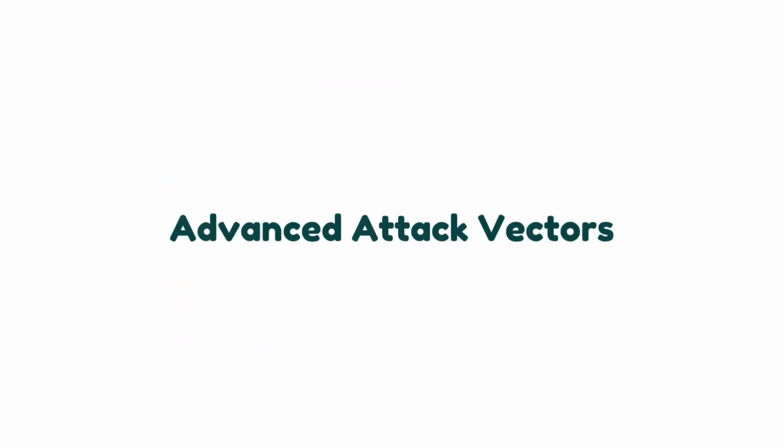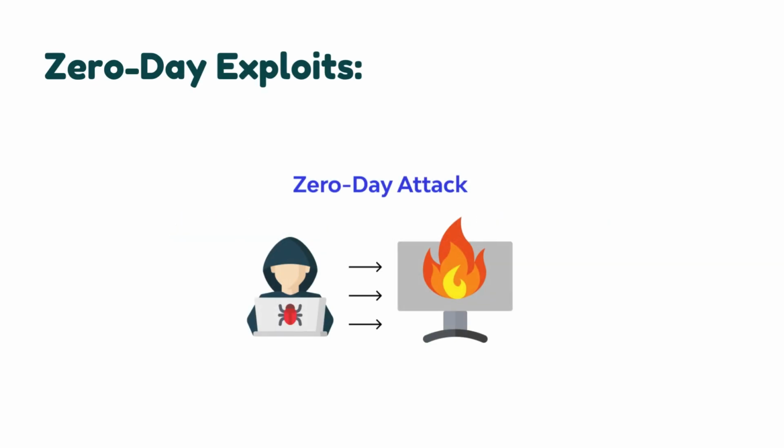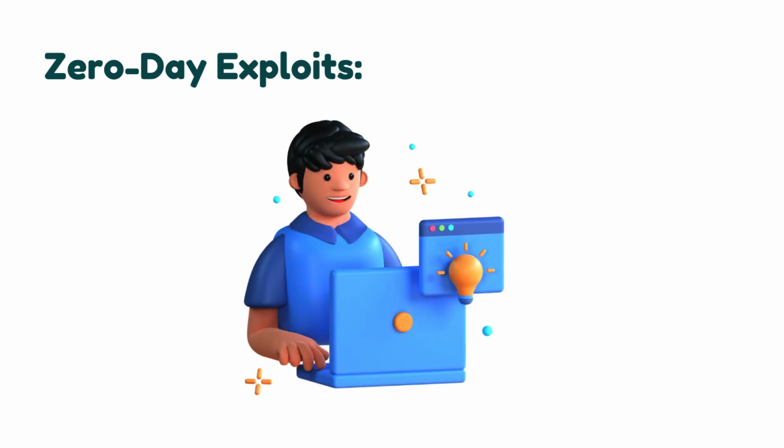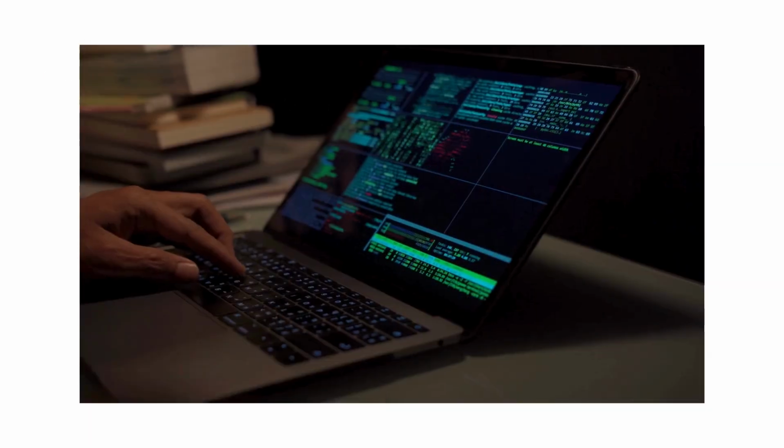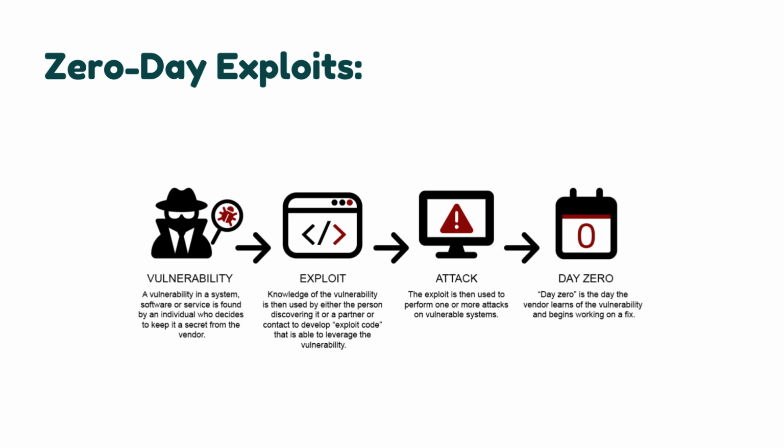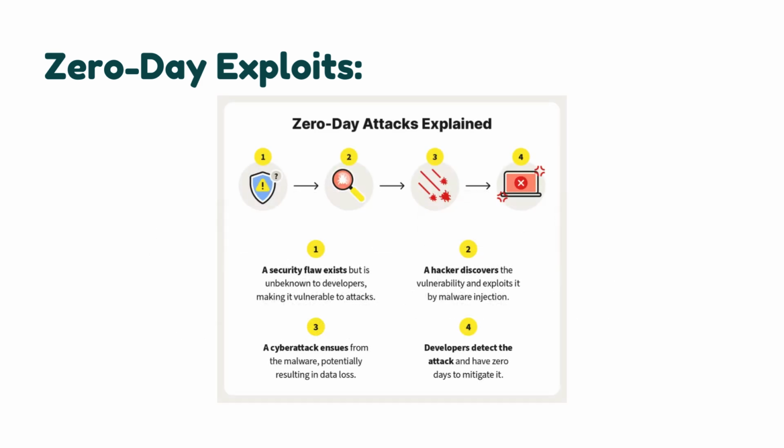Advanced attack vectors. 3. Zero-day exploits. Zero-day exploits are highly sophisticated attacks that take advantage of vulnerabilities in software that are unknown to the vendor or creator. These vulnerabilities are not yet patched, giving attackers an advantage. In this section, we will explore how zero-day exploits are discovered, exploited, and the potential consequences they can have. We will also discuss the role of vulnerability disclosure and responsible disclosure practices in mitigating such attacks.